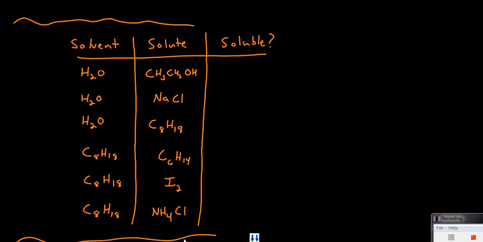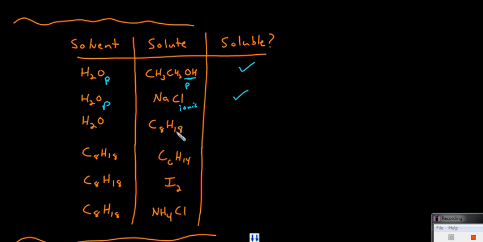All right, so first, consider water. Will that dissolve ethanol? Water is polar, and ethanol has an OH group on it, so it's polar. These two polar molecules are like each other. They both have relative charge, so they will dissolve each other. They're soluble together. What about water, which is polar, and sodium chloride, which is ionic? Both have relative charge or full charge, and so they will dissolve each other.